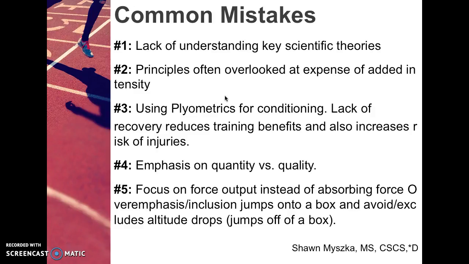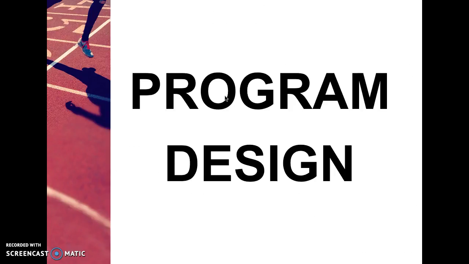Quantity versus quality. Again, we want more quality than quantity, and focus on force output instead of absorbing force. Avoid over-emphasis on inclusion jumps onto a box. Avoid, exclude, or alternate drops. So we want to really put an emphasis on proper landing mechanics versus just creating a high quantity of jumps. Program design. So how do we go ahead and program this?